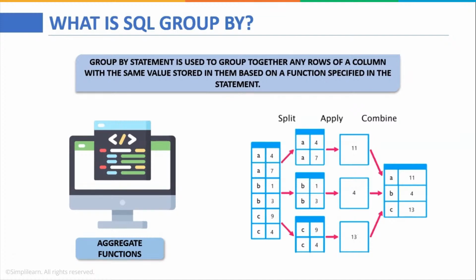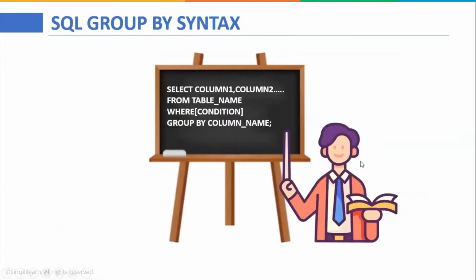So in this way you can use the SQL GROUP BY. Let us now understand the syntax of the SQL GROUP BY statement. The syntax is: SELECT column1, column2, up to a number of columns, FROM table_name WHERE condition GROUP BY column_name. The GROUP BY statement lets the database system know that we wish to group the same value rows of the column specified in the statement's column name parameter.